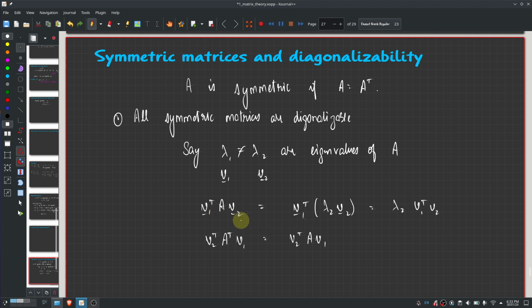So these two quantities are essentially the same, because this is just a real number, so the transpose of a real number is itself. So this is equal to V2 transpose A times V1. But what is A times V1? It is lambda 1 times V1, which is lambda 1 times V1 transpose V2. V2 transpose V1 is the same as V1 transpose V2. So this quantity is equal to this quantity, but lambda 1 is not equal to lambda 2, that we know. So when can that happen? It should be the case that V1 transpose V2 is equal to 0.